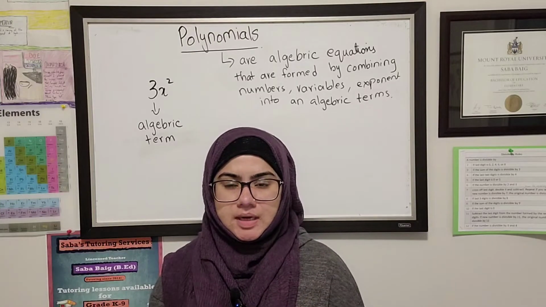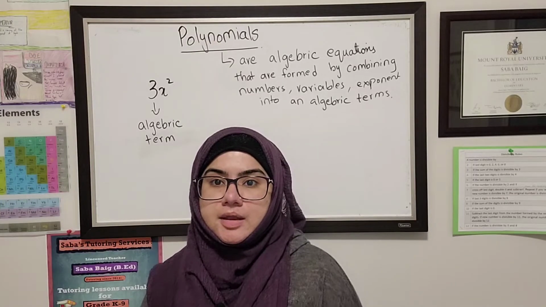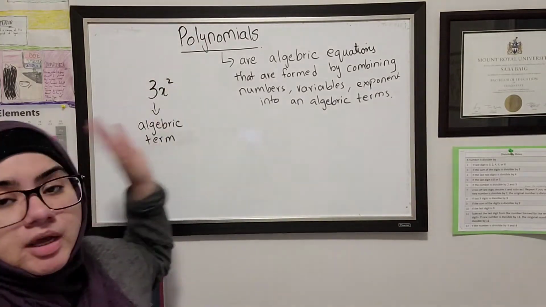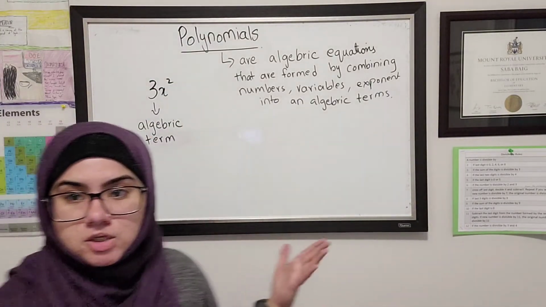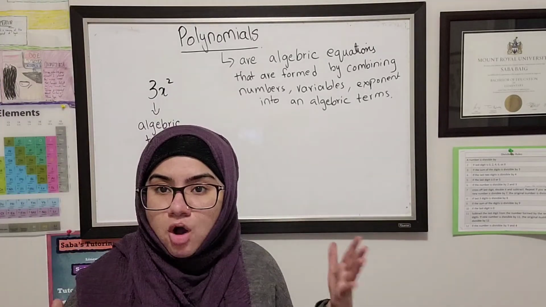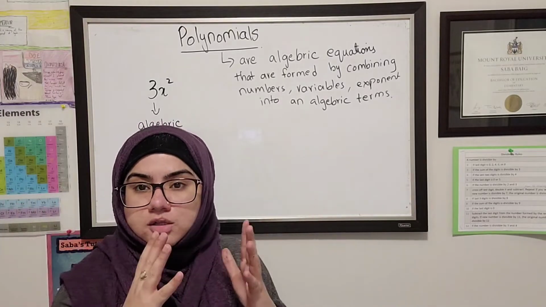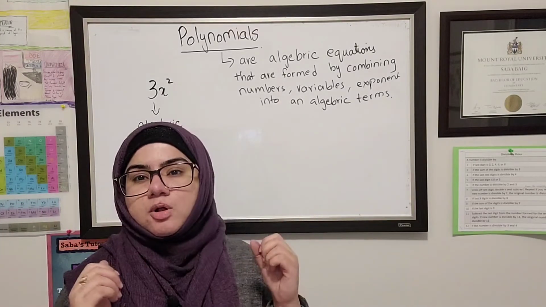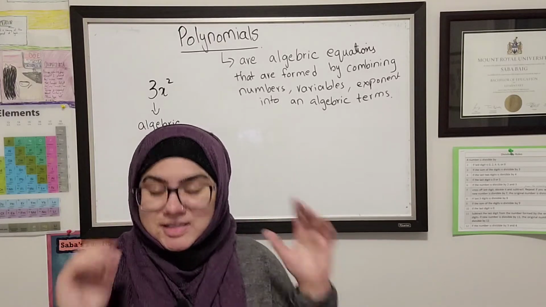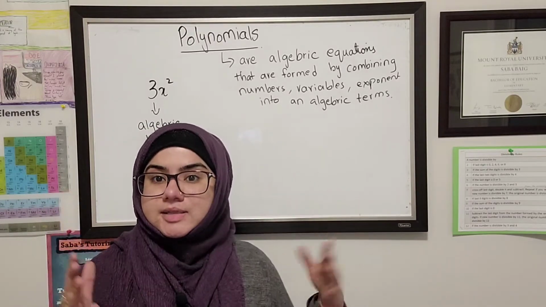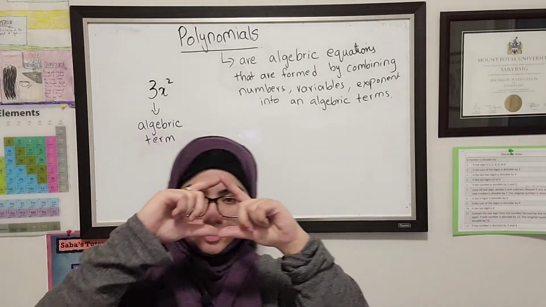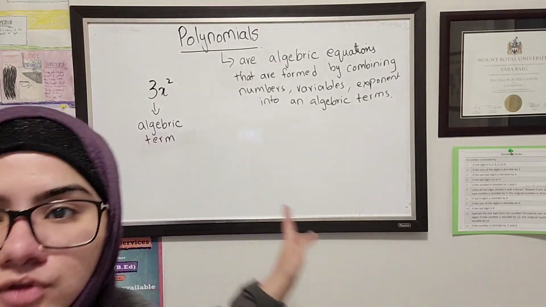This is usually a grade 9, 10 unit, and here I have written a quick definition of what polynomials are. Polynomials are basically algebraic equations that are formed when you bring the numbers, variables, constants, exponents, and algebraic expressions together in one kind of equation. Okay, so I'm going to give you some examples.